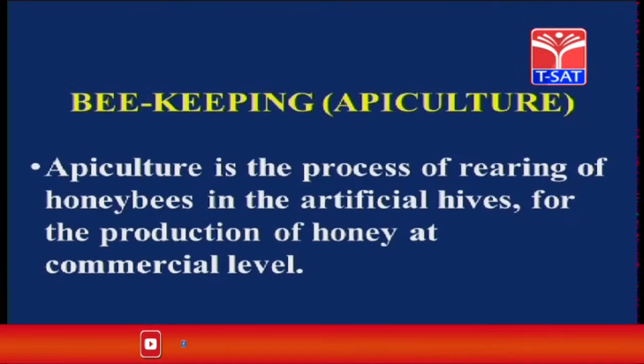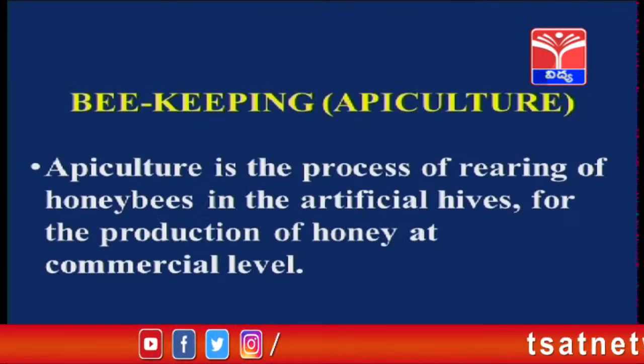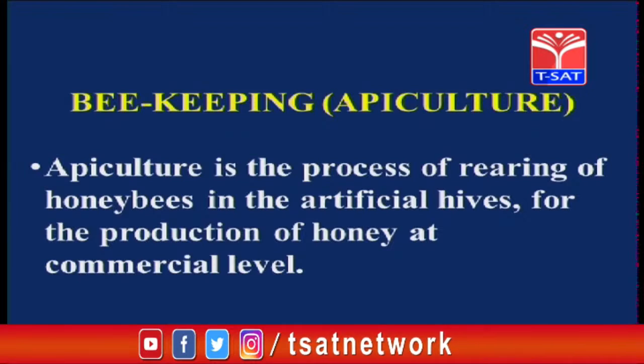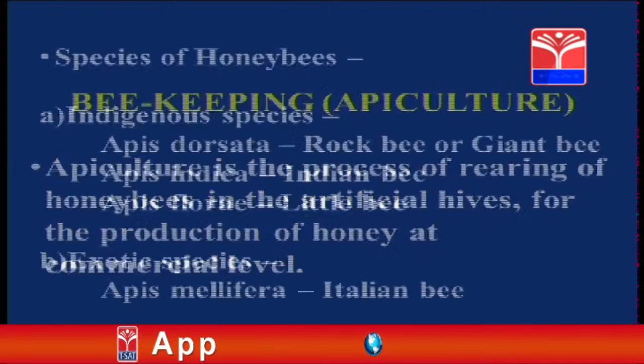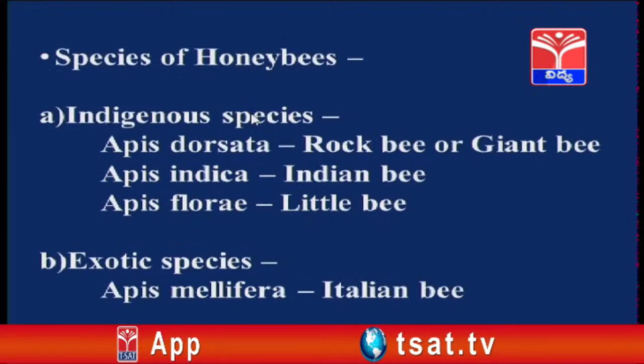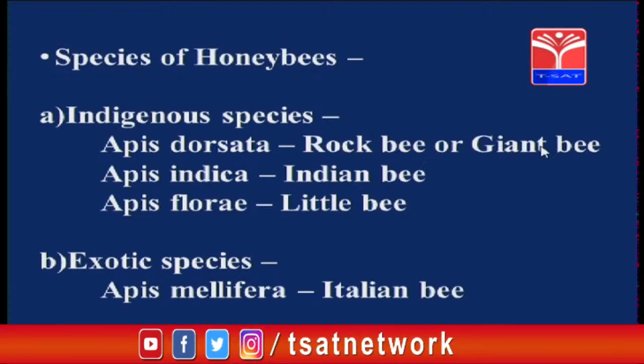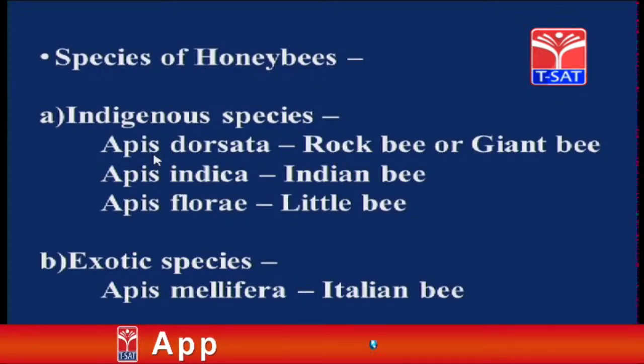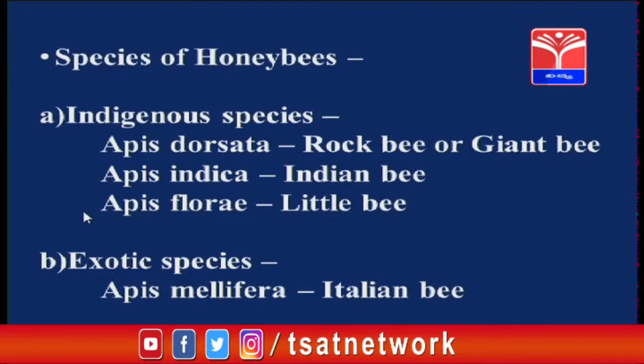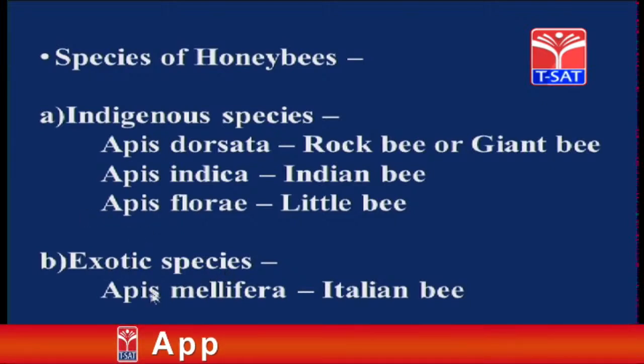See here, next one. Apiculture is the process of rearing honeybees in artificial hives or natural hives for the production of honey at commercial level. There are different species of honeybees, I said. Indigenous species, that means those present in our country, have different names. Rock bee, also called giant bee, scientific name Apis dorsata. Next, Indian bee, Apis indica. Little bee, Apis florea. And not only that, exotic species are also present, that is Apis mellifera, the Italian bee.